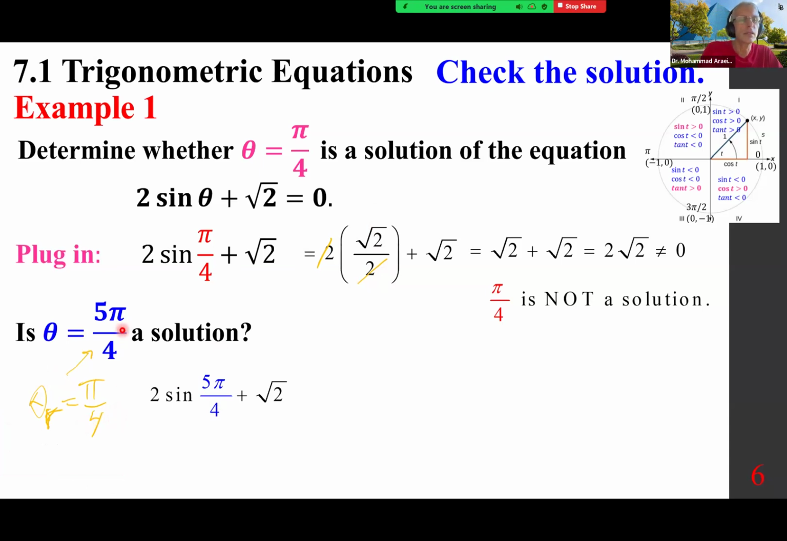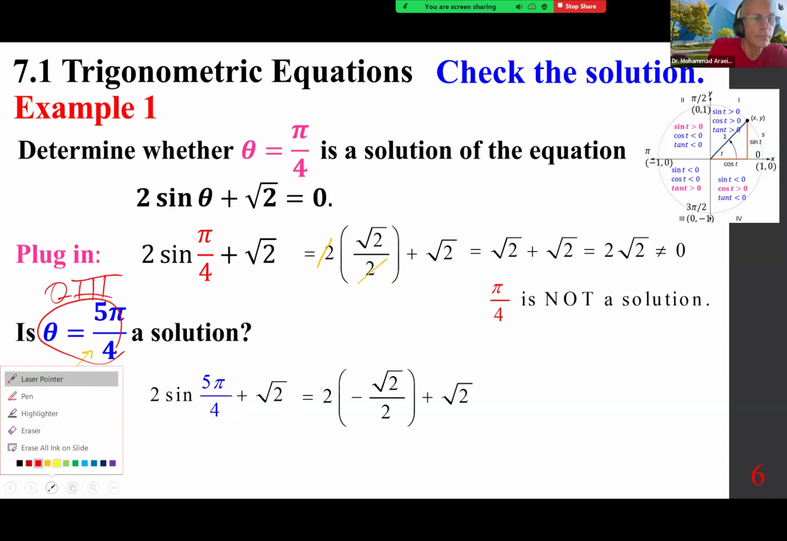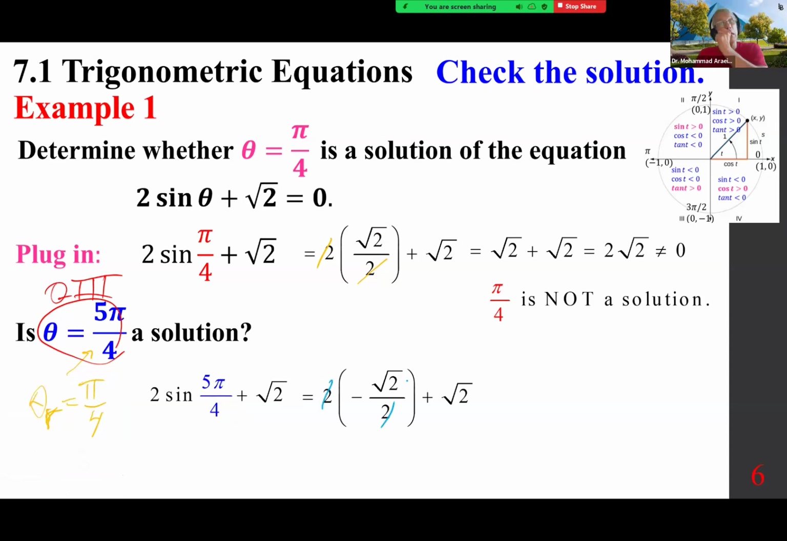In the third quadrant, sine is negative, so it's the same as square root of 2 over 2. The sine is negative, and therefore these two cancel each other. Negative square root of 2 plus square root of 2 is 0, and 5 pi over 4 is a solution, everybody.